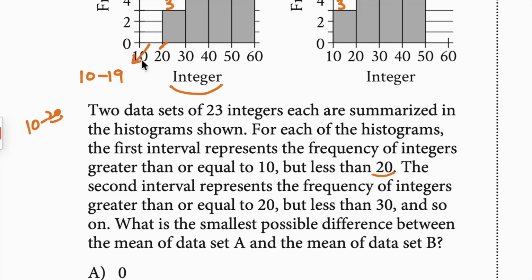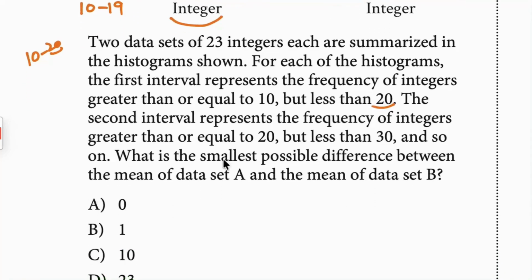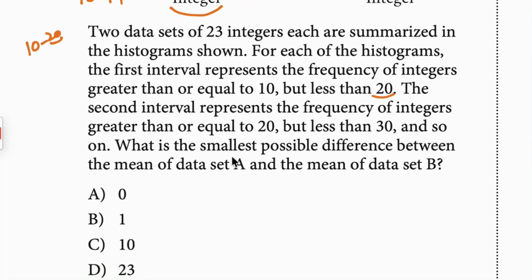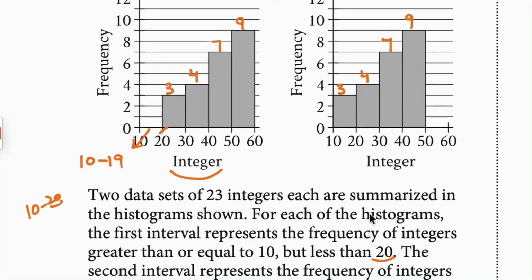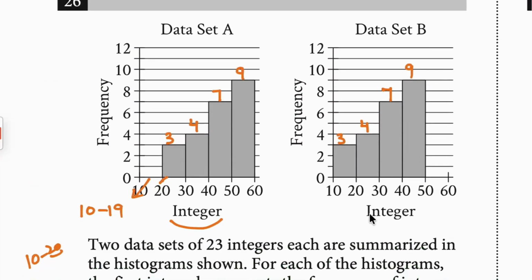So 20 will be counted in the next one. This is what is the meaning of this. The second interval represents the frequency of integers greater than or equal to 20 but less than 30 and so on. What is the smallest possible difference between the mean of data set A and the mean of data set B? Now we have to go back to the question.